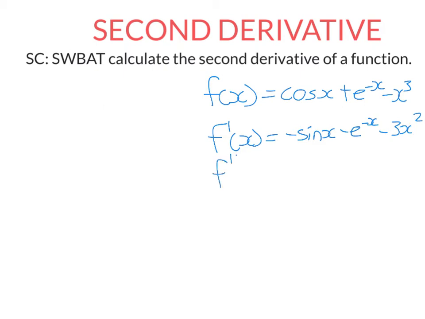And the second derivative is just the derivative of the derivative. We differentiate a second time. So the derivative of minus sine x is minus cos x. Derivative of minus e to the minus x becomes positive e to the minus x, and this will be minus 6x. That's really all there is to it.